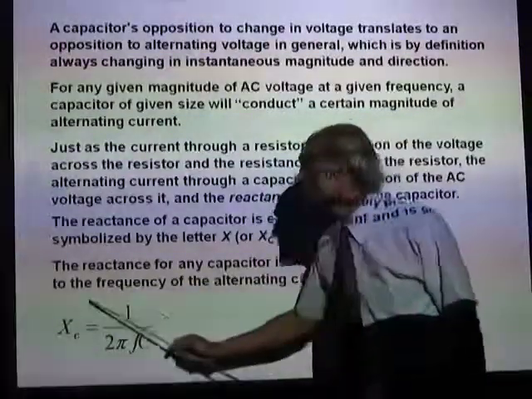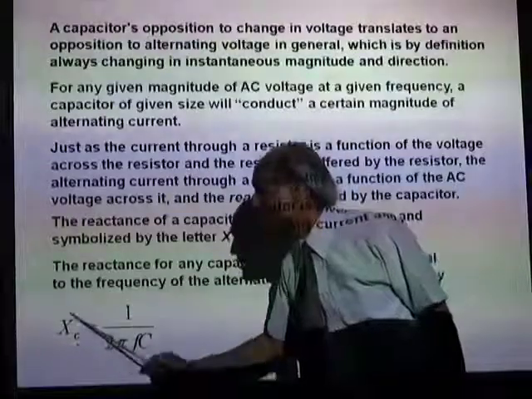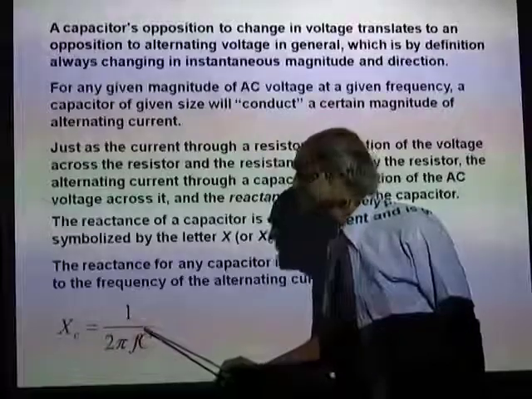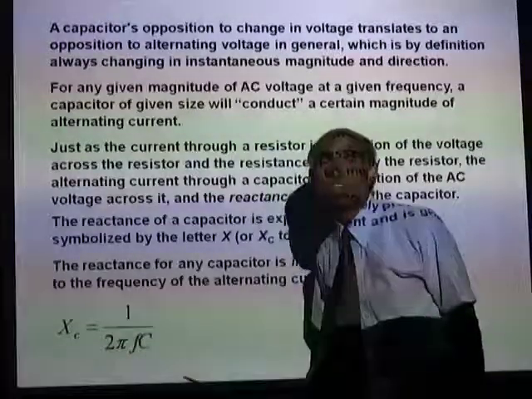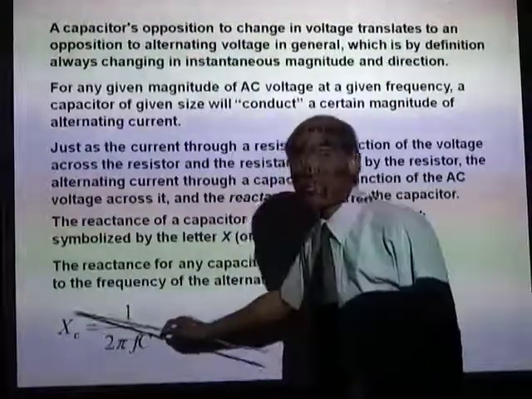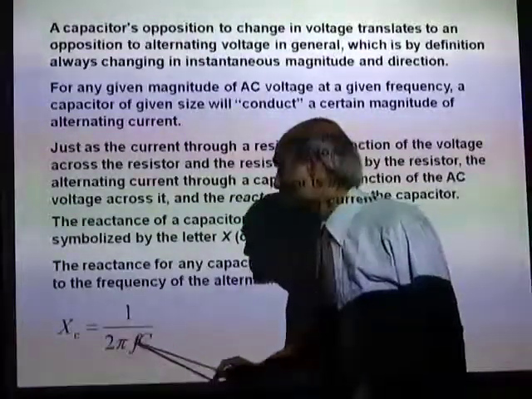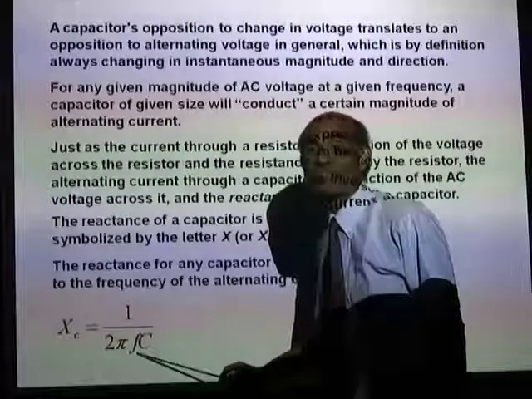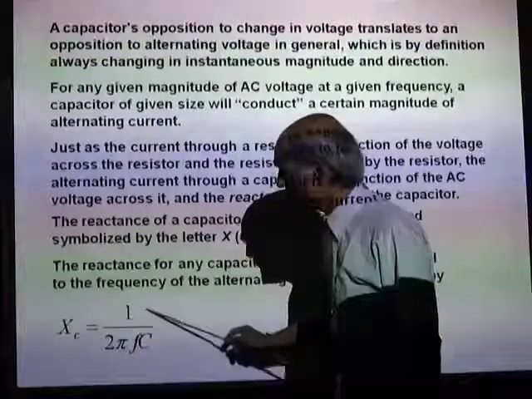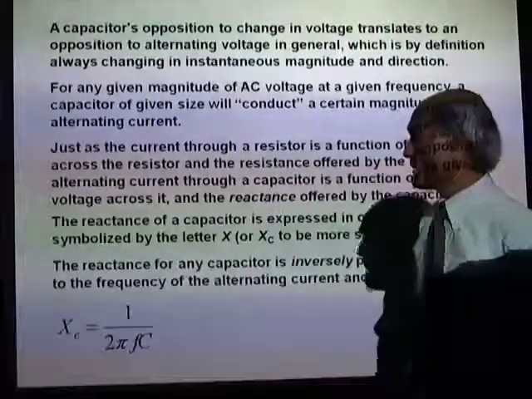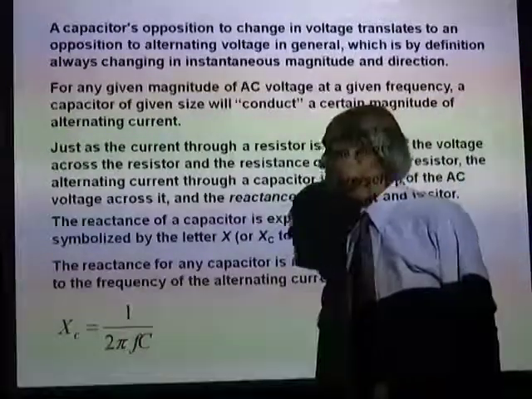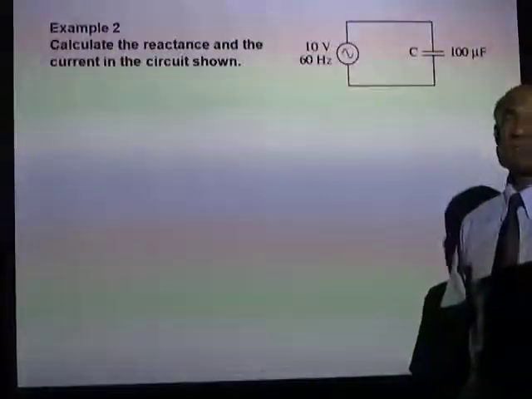The value of the capacitive reactance is 1 over 2 pi f C, where f is the frequency of the AC. Now look at this. The reactance of a capacitor is inversely proportional to the frequency of the AC. All the other quantities are constant there. So take note of that equation. The reactance of a capacitor, X sub C, is 1 over 2 pi f C.